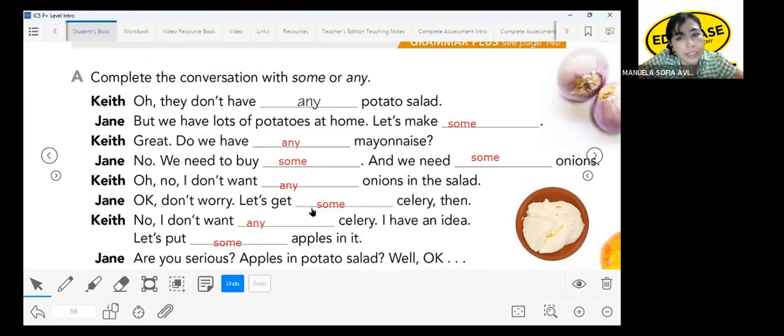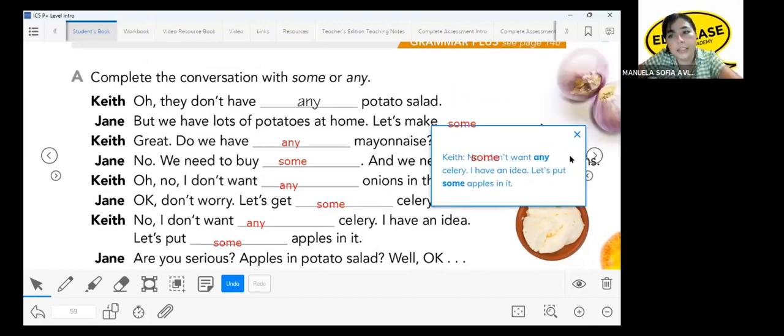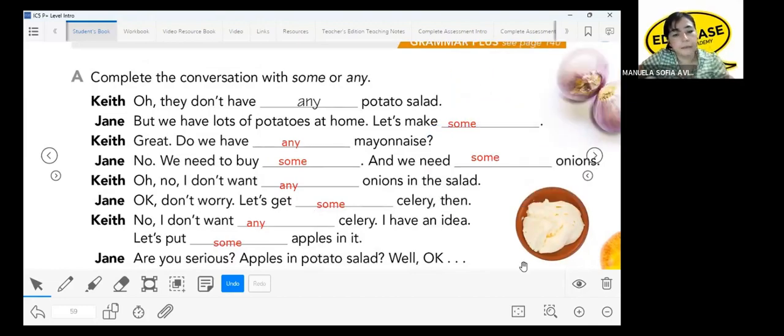So you see, it was easy for you to recognize what is the correct word, some or any, because that's what we have to focus on. We have to focus on affirmative, negative, interrogative. Okay, do you remember when we can use some in interrogative?